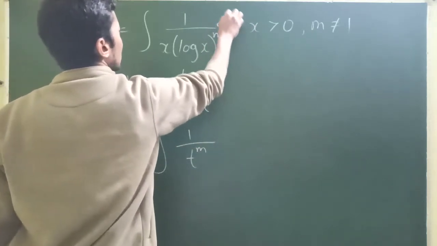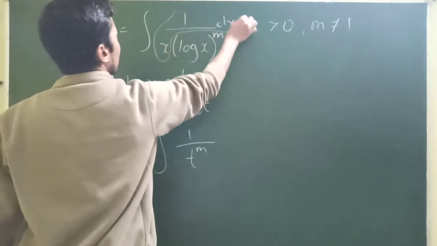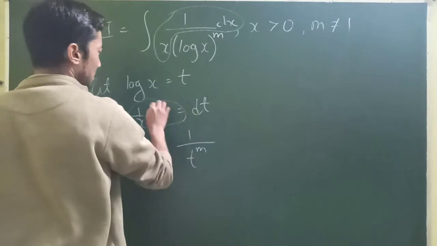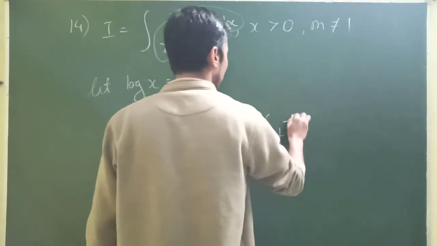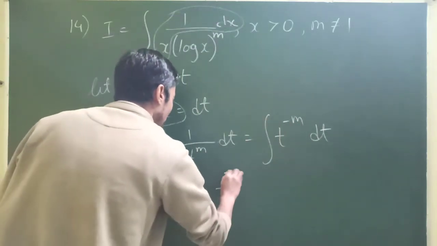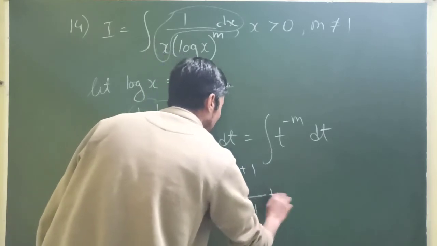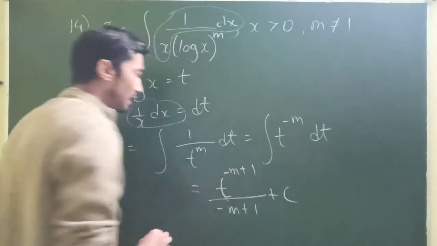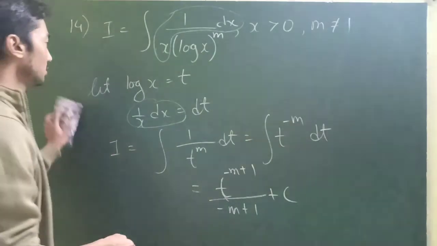I forgot to write d. So dx, 1 by x dx is dt. So that will be t power minus m dt. So that's t power minus m plus 1 upon minus m plus 1, plus c. Now I hope you're getting a small idea on why m should not be equal to 1.